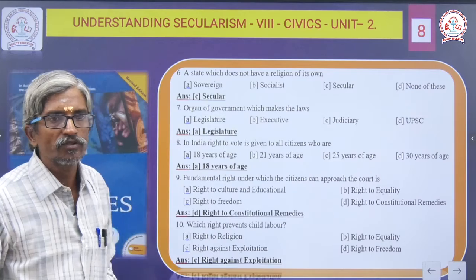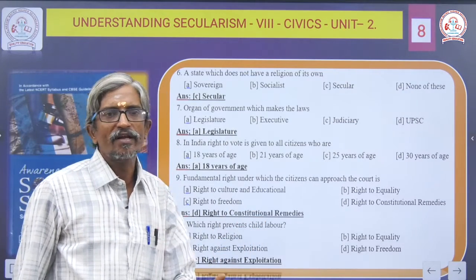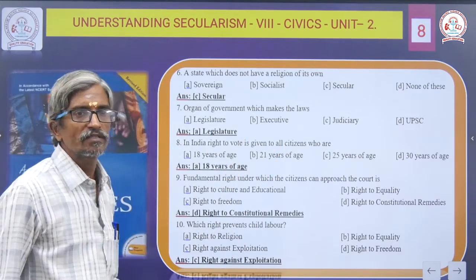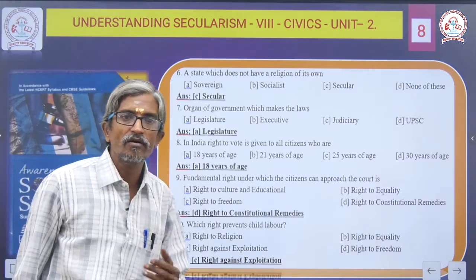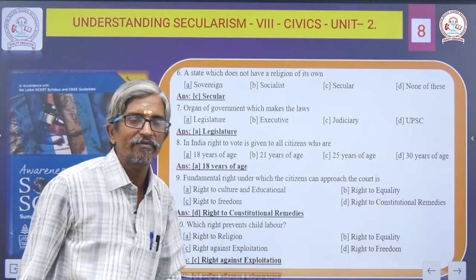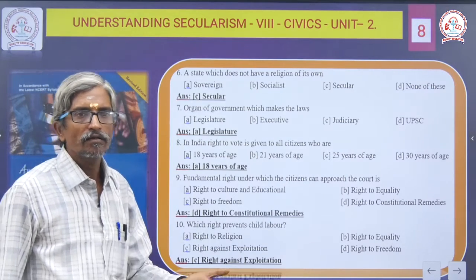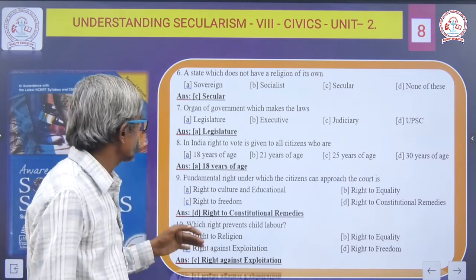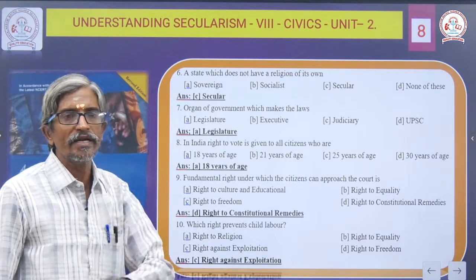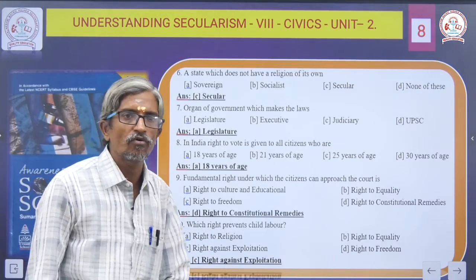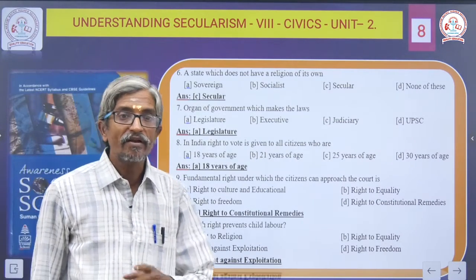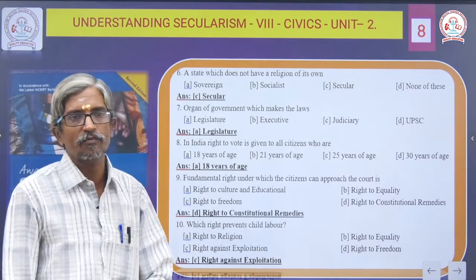Previously I enclosed five choose-the-correct-answer questions, and next just for activity I added these here. Sixth question, a state which does not have a religion of its own is called secular. The organ of the government which makes laws is called the legislature. Then in India, the right to vote is at the age of 18 years. When we attain 18 years of age, we have a right to universal adult franchise. Next, the fundamental right under which a citizen has the right to constitutional remedies. If any fundamental right is denied, directly we can approach the court through constitutional remedies. Then the next one, which right prevents child labor? Right against exploitation.